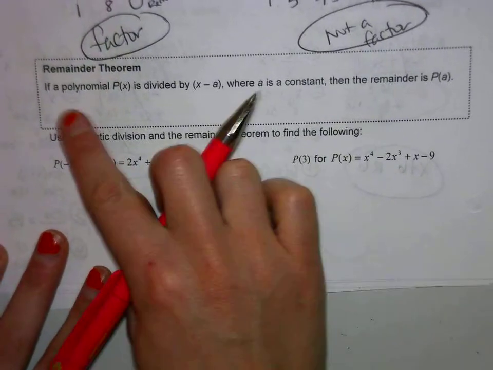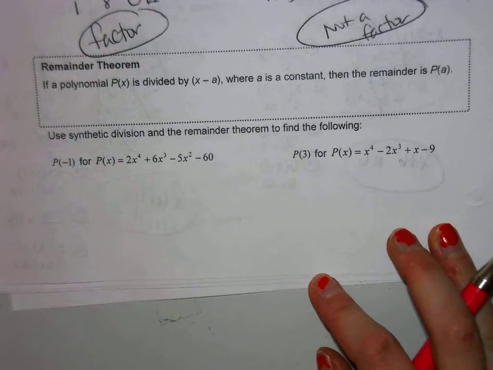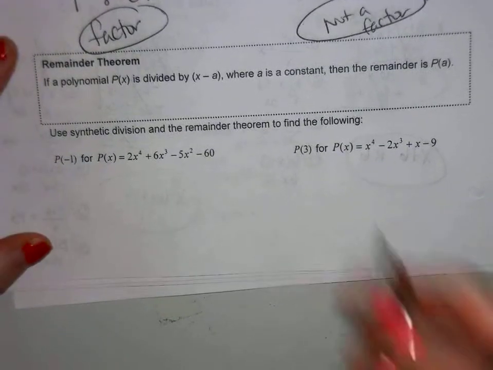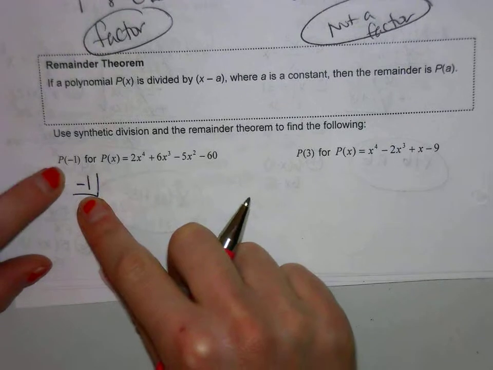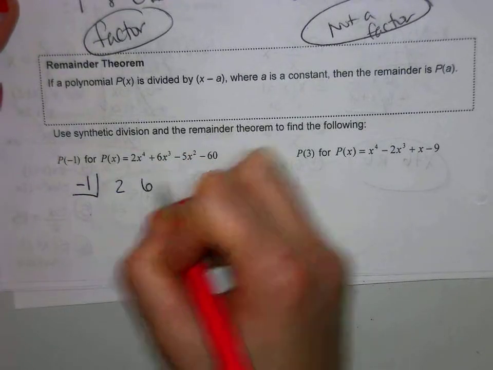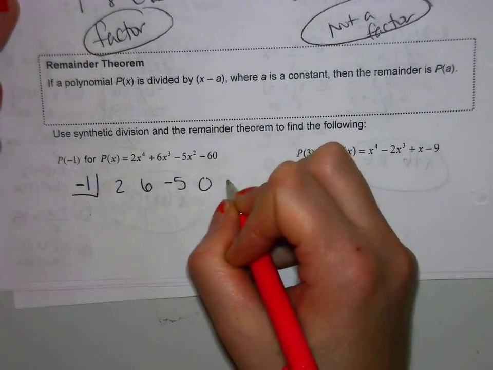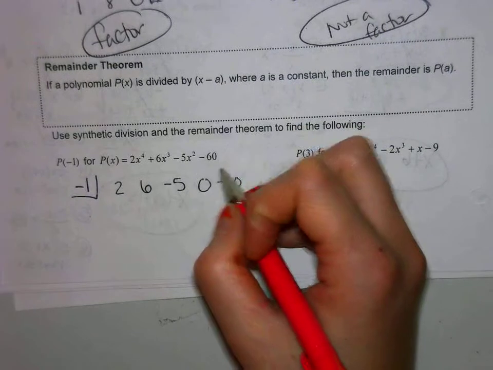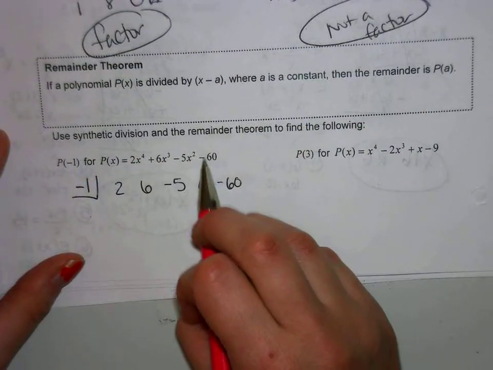The remainder theorem states that if a polynomial p of x is divided by x minus a, where a is a constant, then the remainder is p of a. So let's take a look at this. If we have negative 1, we are going to put a negative 1 inside of our box. So then we have 2, 6, negative 5, 0, and negative 60. Plugging that 0 in because we have to make sure we have all of our terms. 4, 3, 2, we're missing our x.